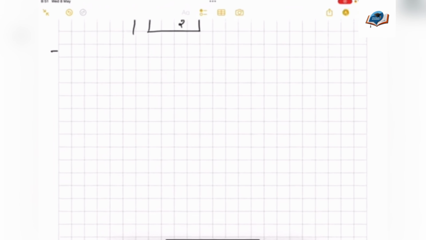Now let us solve one more sum, that is 2x square minus x plus 1 upon 8 equal to 0. Now it is not possible that I will always get the coefficient as a whole number. Sometimes I may get a rational number also, like 2 into 1 by 8 will be 1 upon 4. So in such a case, it is easy to multiply both the sides by 8.